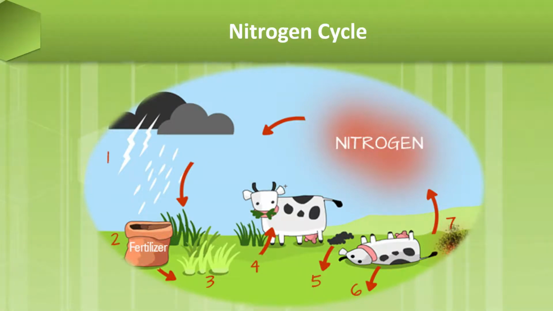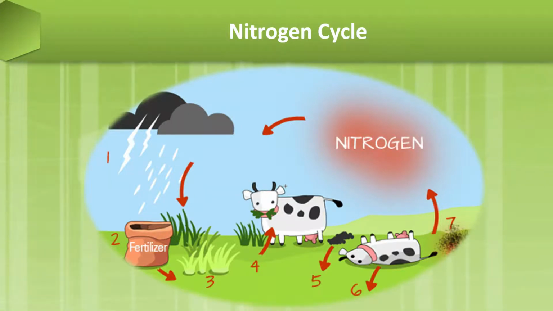The cow ate these plants, so the nitrogen passes and becomes a part of the cow. Then in number five, it gives out wastes. The wastes of animals are also a natural fertilizer, rich in nitrogen and useful for plants to grow faster.